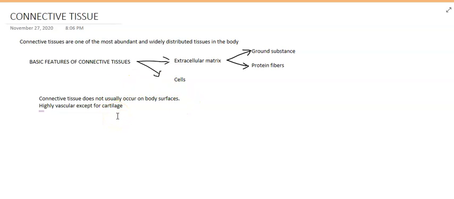Another important feature of connective tissue is that it is highly vascular, that is, it has its own blood supply, while epithelial tissues are avascular. They do not have blood supply. Connective tissue always supplies the nourishment to the epithelial tissues above. The exception is cartilage, a type of connective tissue which doesn't have any blood supply. Tendons have a scanty blood supply. All the other connective tissues are highly vascular.